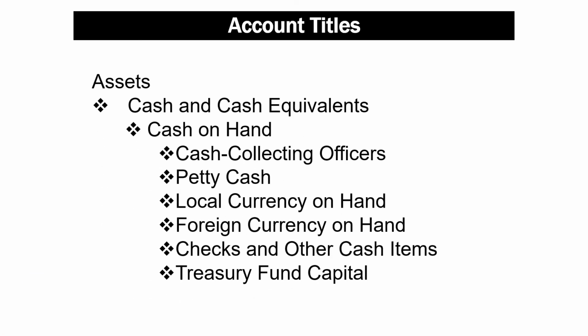So let's proceed. For asset, the first line item is the cash and cash equivalent. For the government, the cash and cash equivalent has various accounts. We start with the cash on hand. So yung cash on hand, ito yung mga hawak ng mga government employee.